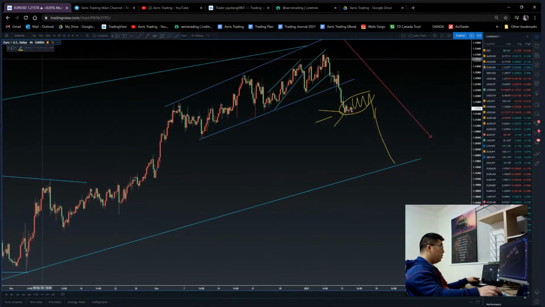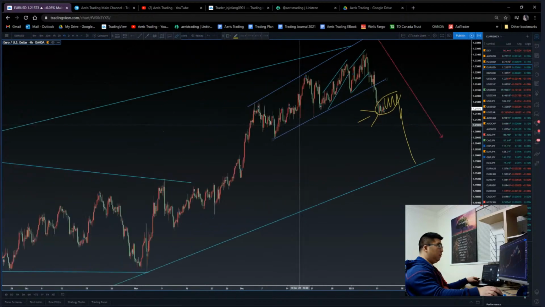What time frame is this on? This is just a 4 hour chart. Or if you're talking about the symbol, this is euro dollar, by the way.